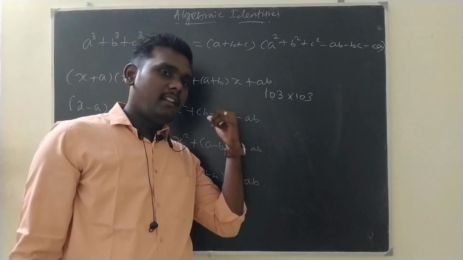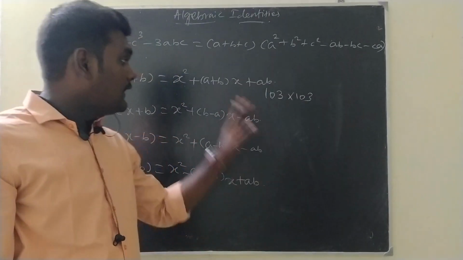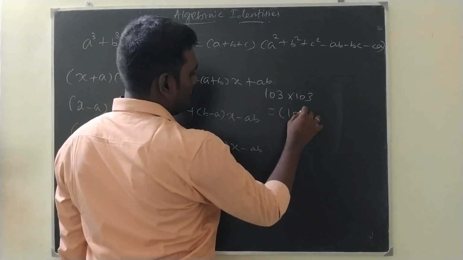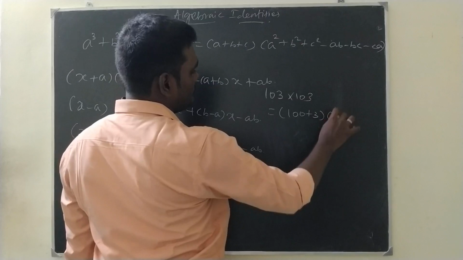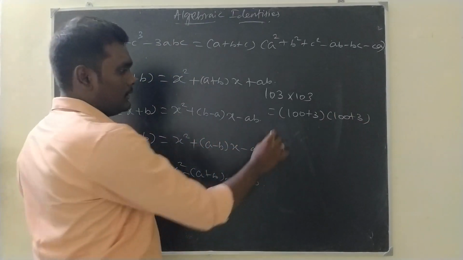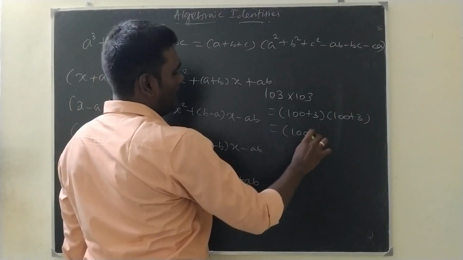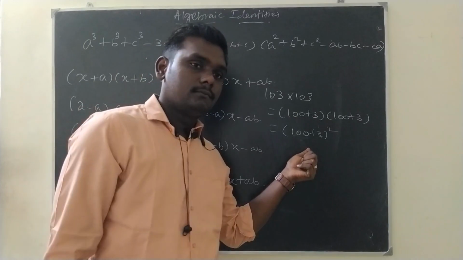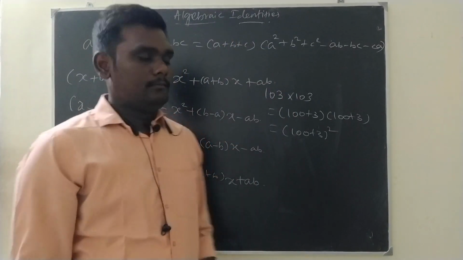But this identity will help you. How will this identity help you? This can be written as 100 plus 3, so that can be written as 100 plus 3 whole square. Which identity is this one? A plus B whole square.